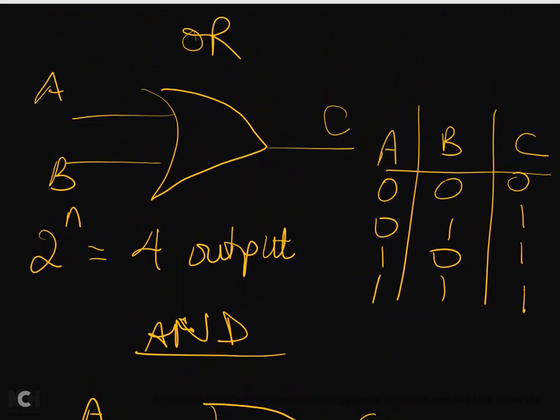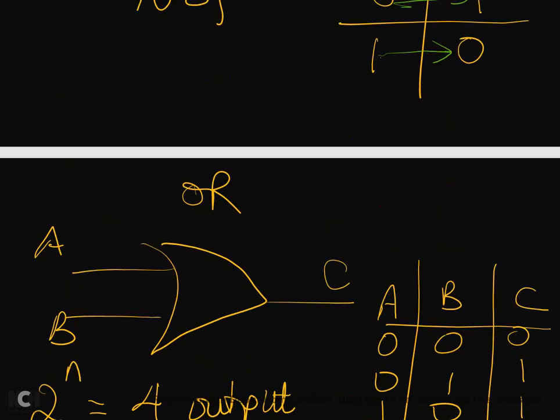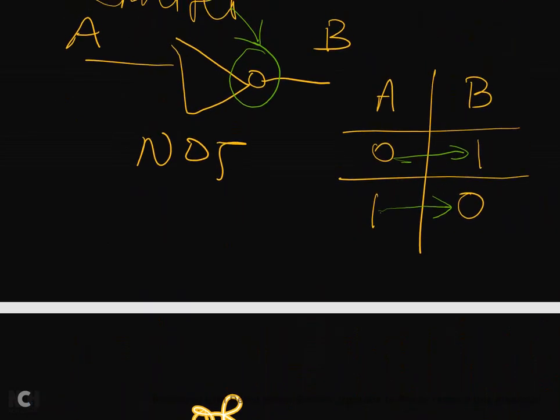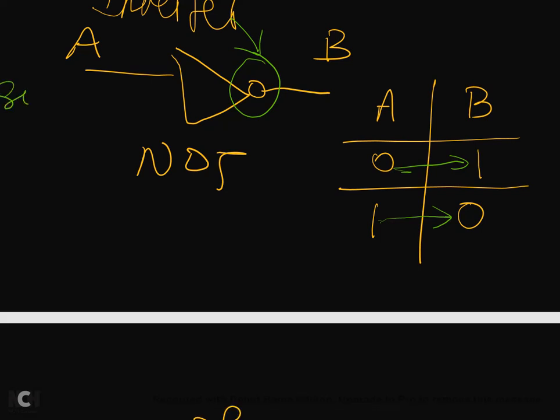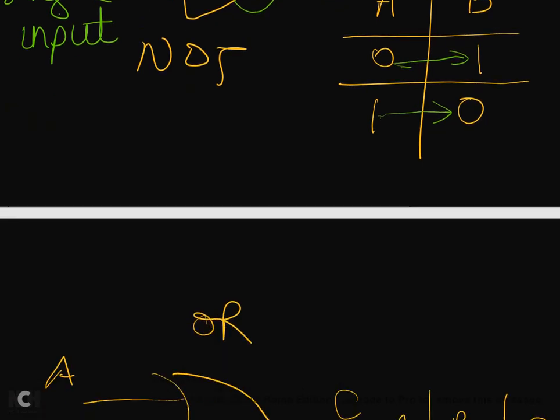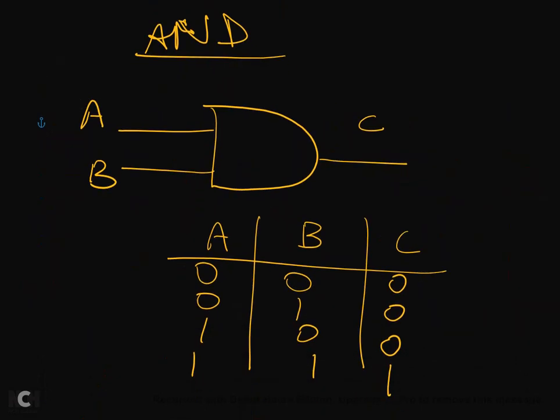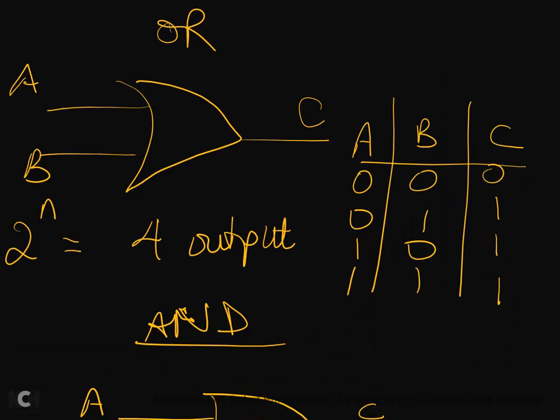The other type of gate is called the OR gate. The NOT gate is the only gate that has a single input. But if we look here at the OR gate, the OR gate is what we call a dual input. So it means that you have two inputs, A and B.